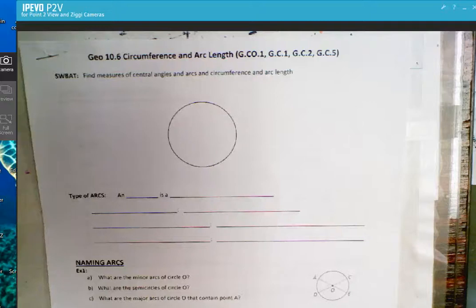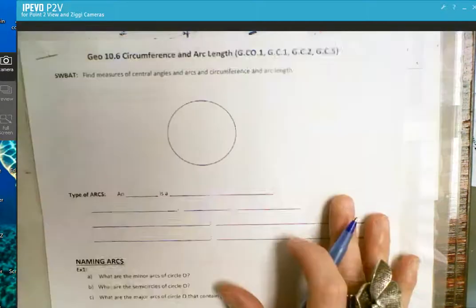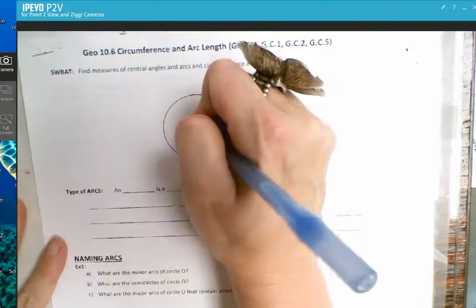Okay guys, we are going to move into circles. So we're going to take a look at circumference and arc length. We'll deal with areas, all that stuff later. So let's take a look at some basic information you already know.